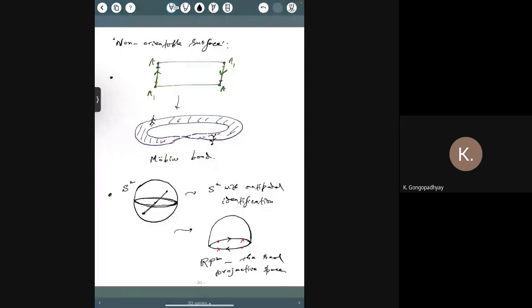Okay, so this is RP2, and these are non-orientable surfaces. Now, what I want to state here, more formally, let me define at least what is a surface.